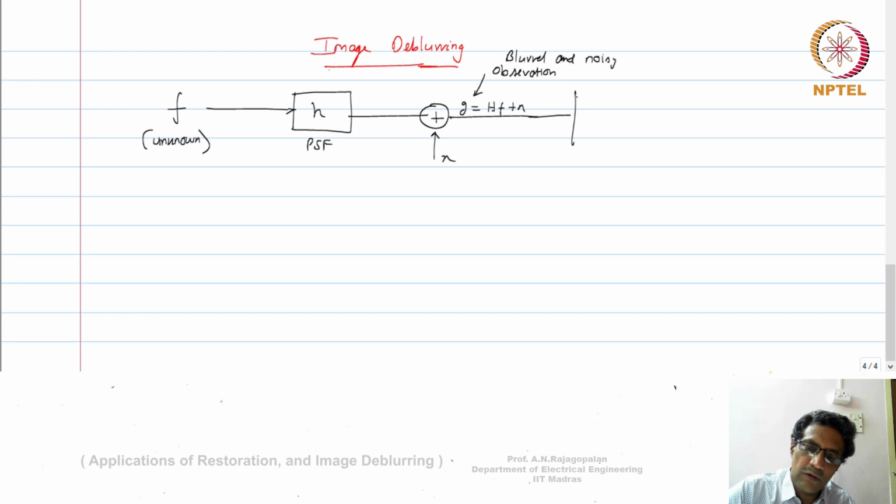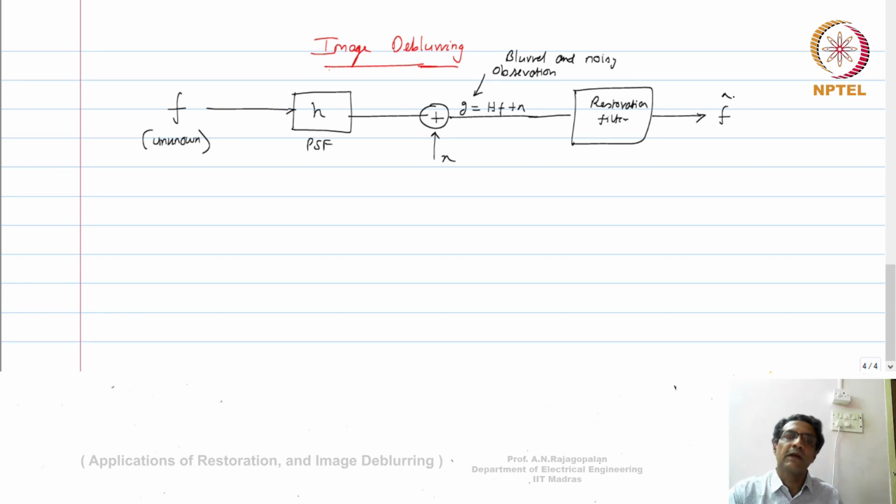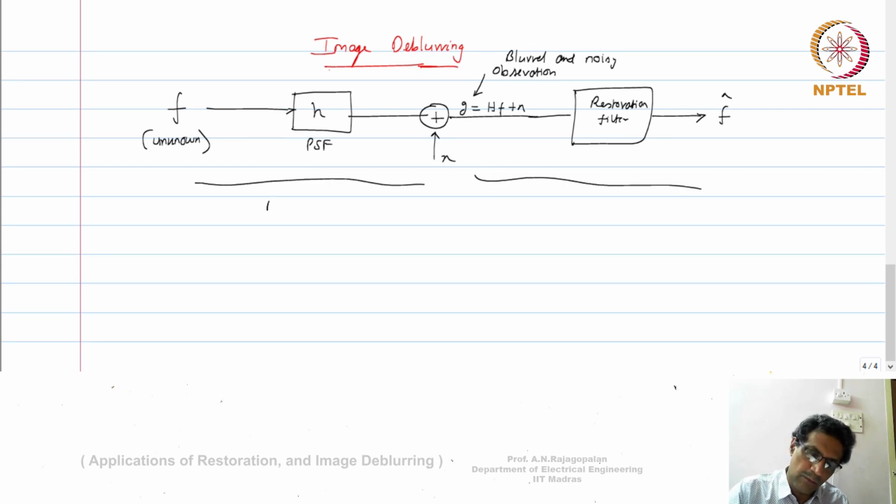what kind of processing will you do? Let's call this a restoration filter. What kind of restoration filter will you apply on G in order to get back F? I wouldn't say you will get F back; we'll write F hat. We understand that F hat is something that's going to be close to F, hopefully. Now this is a deblurring framework. This is the forward problem, and this is the inverse problem.